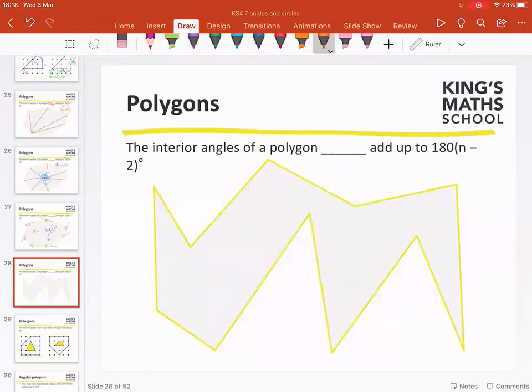Is this result still true? And if it is, how on earth do we go about showing that it's still true? It is still true, and a way to think about it is to generalize the idea of triangulation.